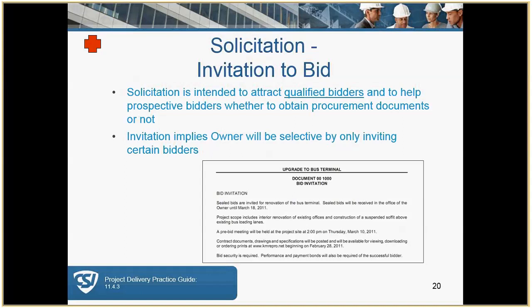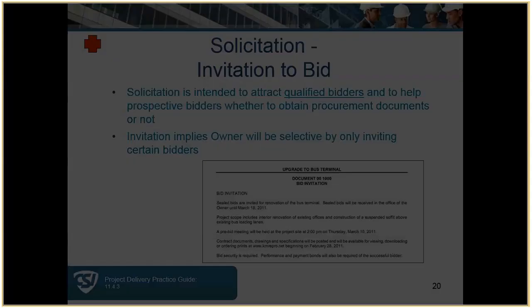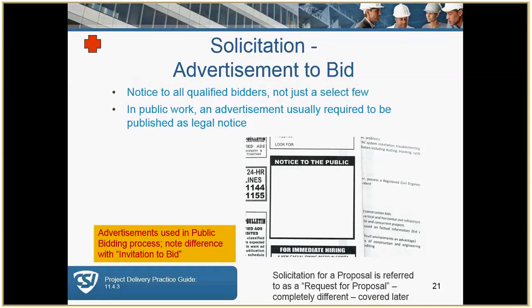There are two means of soliciting for bids, and an invitation for bids usually means that only certain contractors will be invited. If it's going out to public bid, we refer to that as an advertisement for bid. Okay? And an advertisement for bid is a notice to the general public and is in the form of a legal notice on publicly funded projects, basically anything that's taxpayer funded. Note the difference. We'll talk about RFPs a little bit later as part of solicitations.